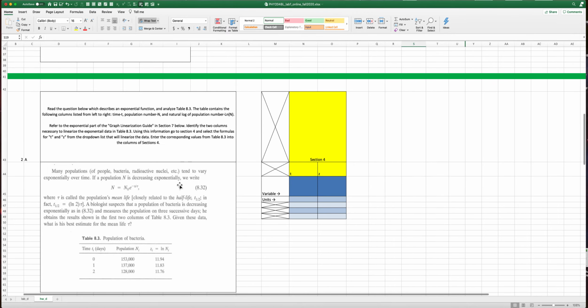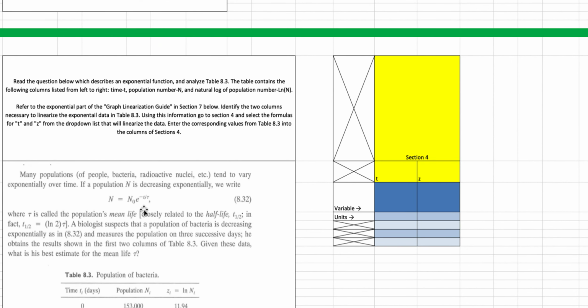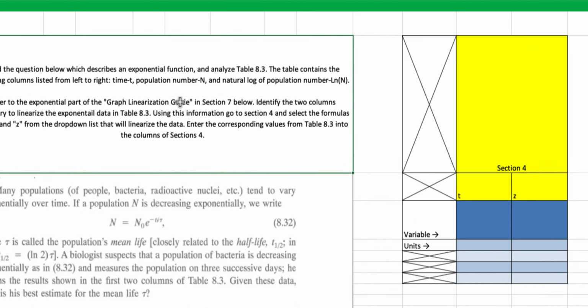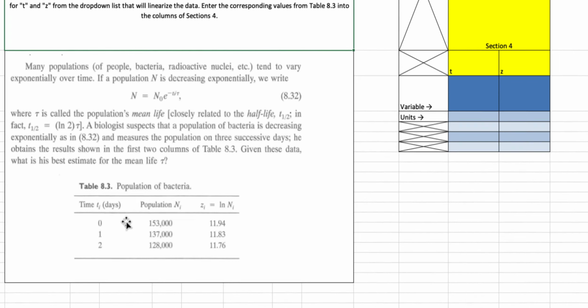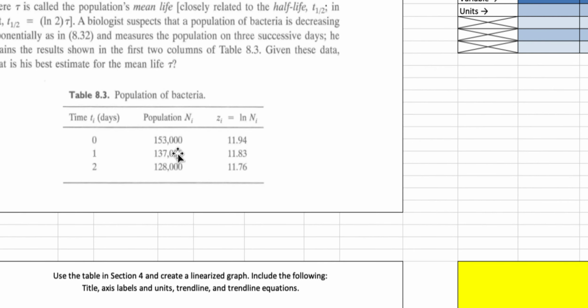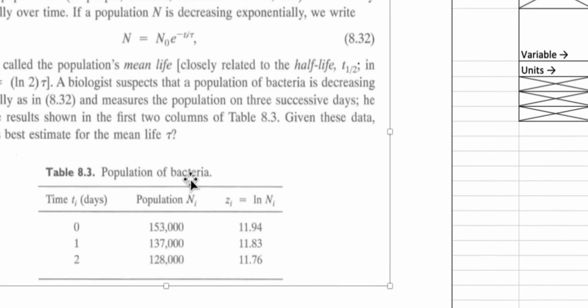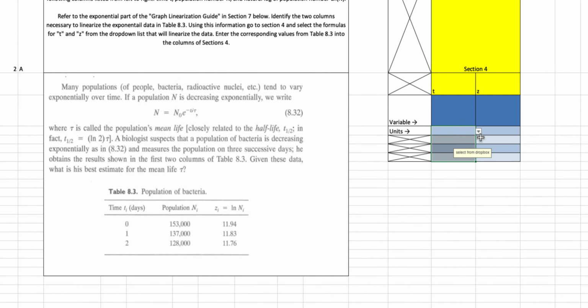And the second question is you have to read the section here, and also you're going to have to go ahead and look at your graph, how to linearize a graph. So what you're given is 3 columns. You're given a time column, you're given a population column, and you're given the natural log of the population here. And for this graph, you don't want to graph the nonlinear version, you want to graph the linearized version. So you're going to choose 2 out of these 3, and you're going to enter those into this column over here.